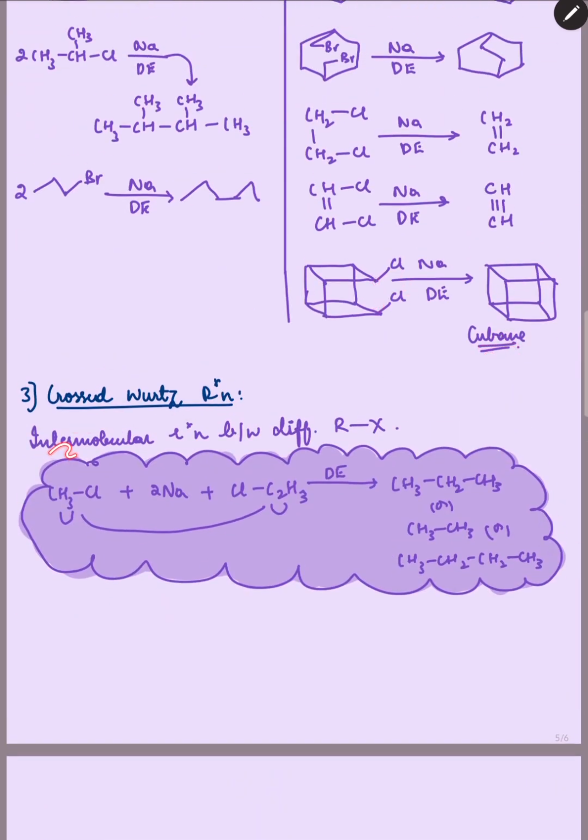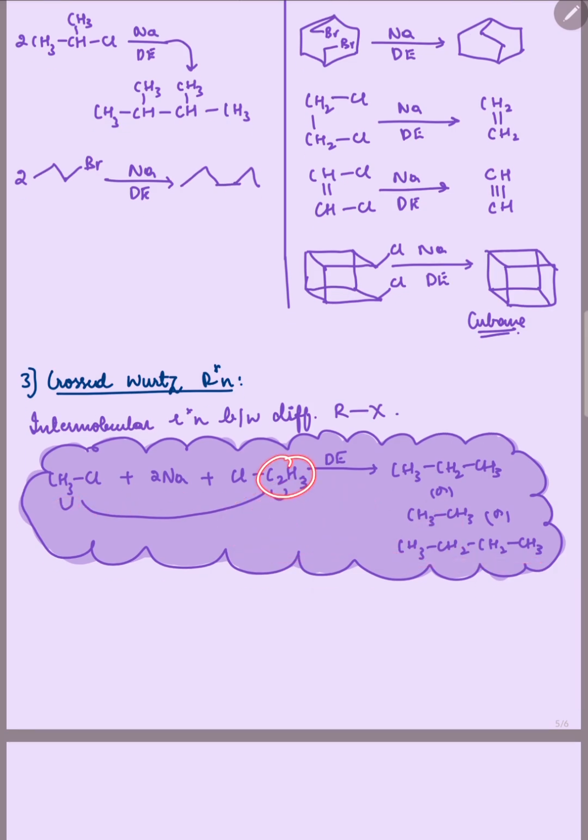Now crossed Wood's reaction is an intermolecular reaction between different alkyl halides. CH3Cl, we have sodium, and we have another halide which is not the same: here it is methyl, here it is ethyl, in the presence of dry ether. What you might get is that the CH3 might couple with another CH3, or the C2H5 might couple with another C2H5. We get ethane, butane, or else this CH3 with C2H5 gives propane. It's like that.